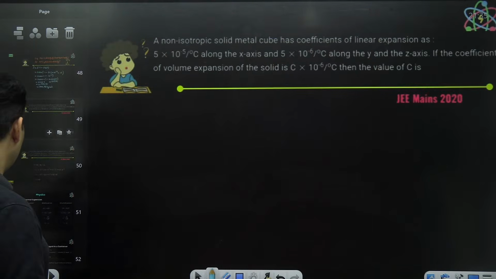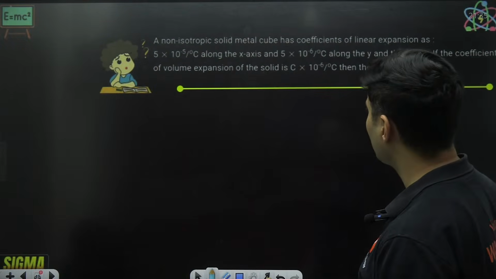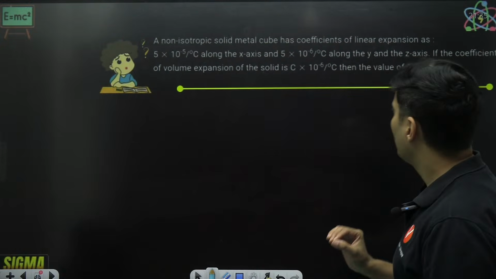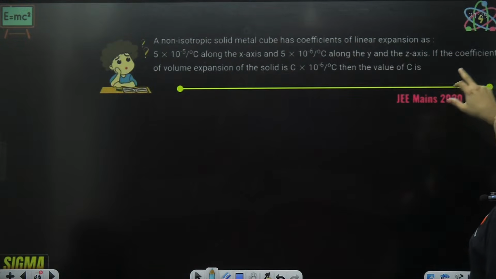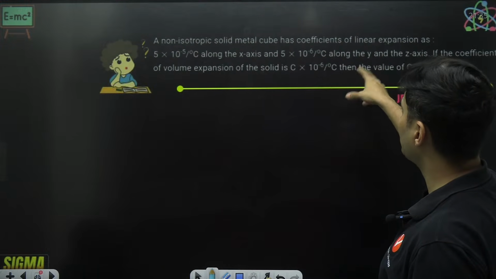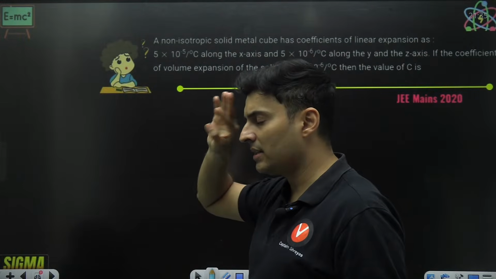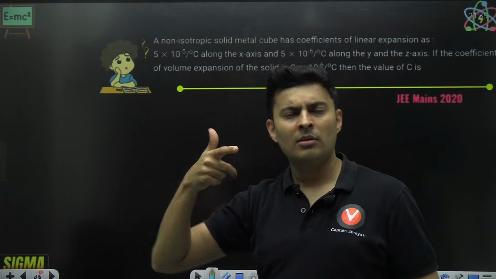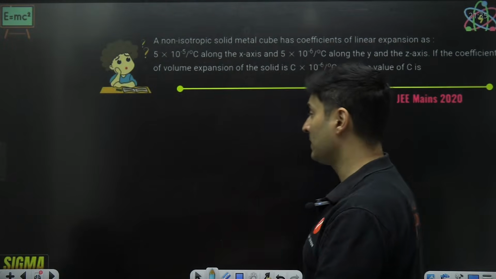This was asked during the COVID era. It says a non-isotropic solid is there. The coefficient of linear expansion is this along x, this along y, and this along z. Then what is the coefficient of volume expansion, gamma? But why are all these alphas given? I thought alpha was the same. Maybe there is some catch in the question.